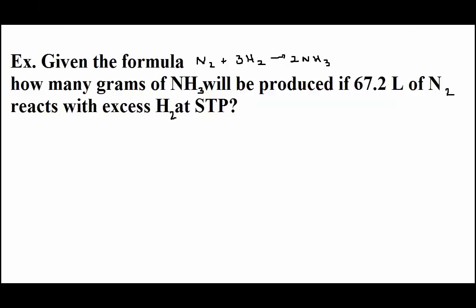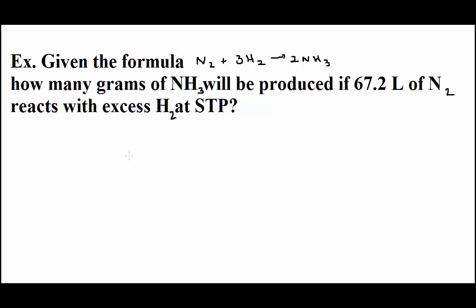This problem tells you that you have 67.2 liters of nitrogen and it's reacting with hydrogen, and what it wants to know is how many grams of ammonia are going to be produced. This is a stoichiometry problem, and specifically I'm going to have to convert from liters of nitrogen into moles of nitrogen and then be able to get into grams of NH3. Now, to go from N2 into NH3, I need to use my mole-to-mole ratio.